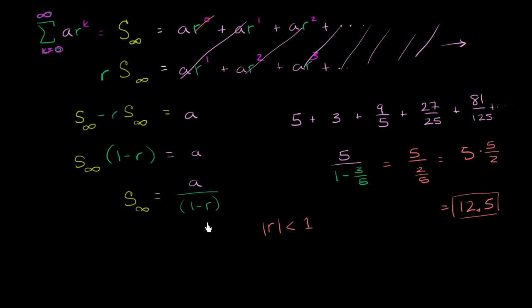It does start to break down if r is equal to 1 or negative 1. If r is equal to 1, then you just have a plus a plus a plus a going on and on forever. If r is equal to negative 1, you just keep oscillating: a minus a plus a minus a. And so the sum's value keeps oscillating between two values. So in general, this infinite geometric series is going to converge if the absolute value of your common ratio is less than 1. Or another way of saying that, if your common ratio is between 1 and negative 1.